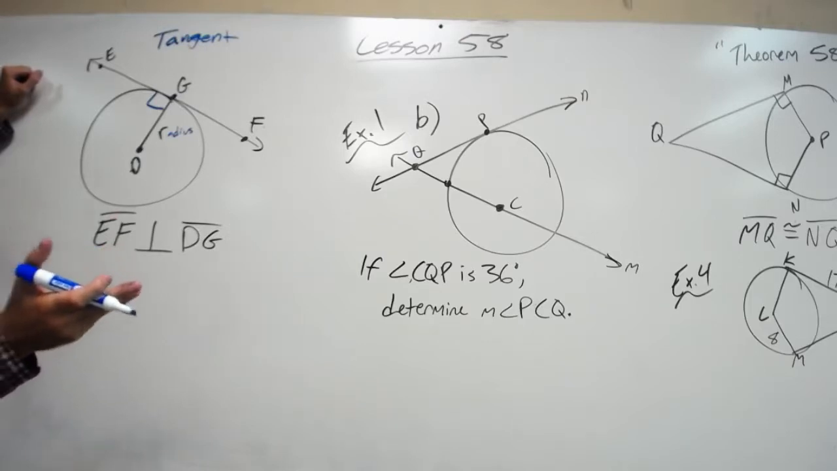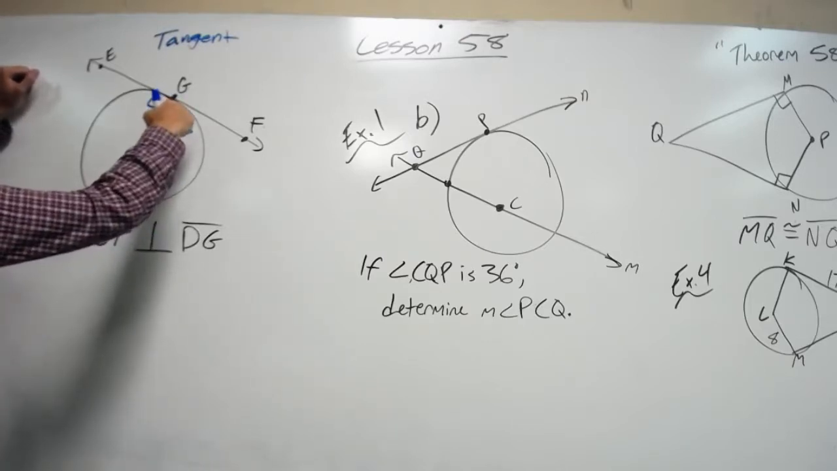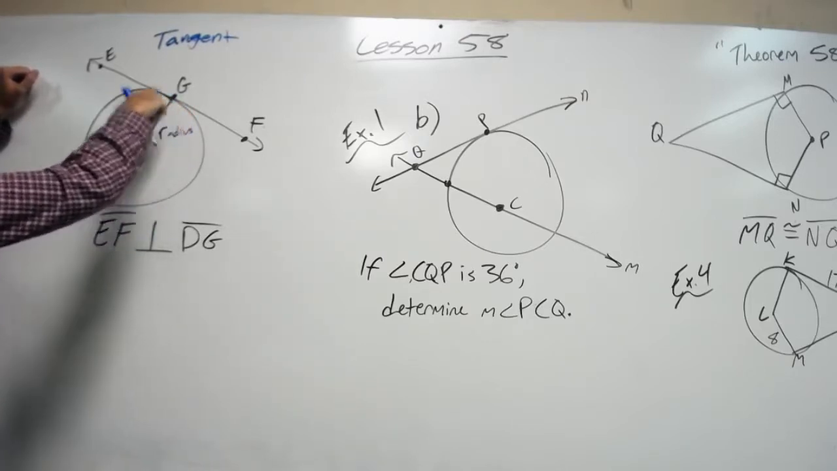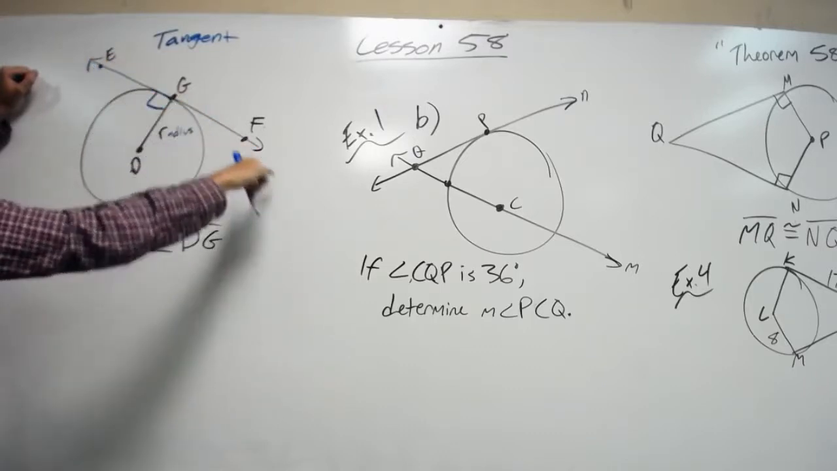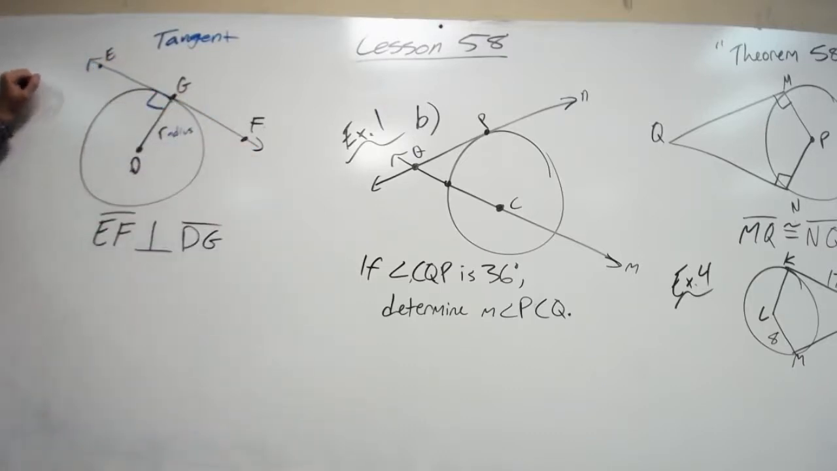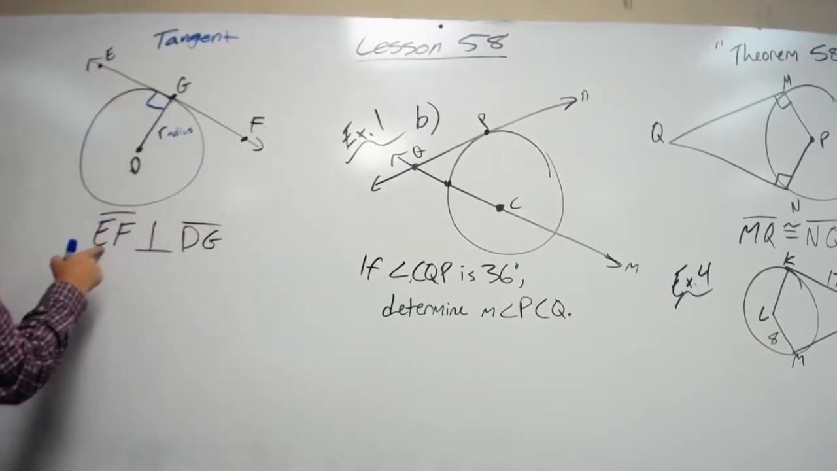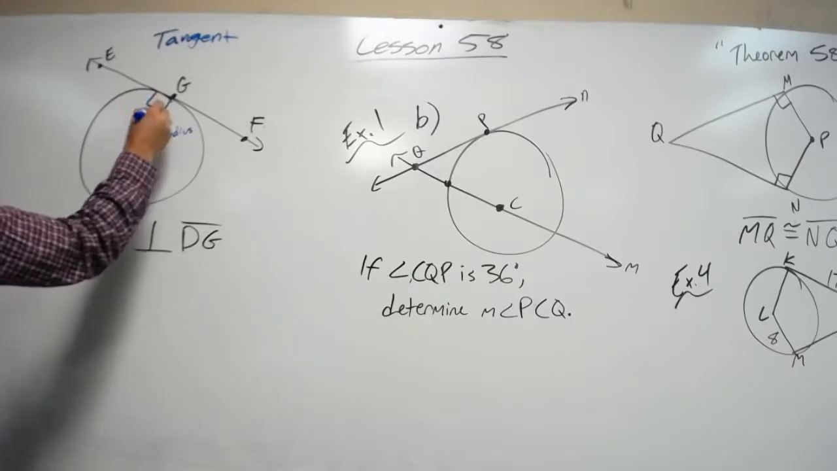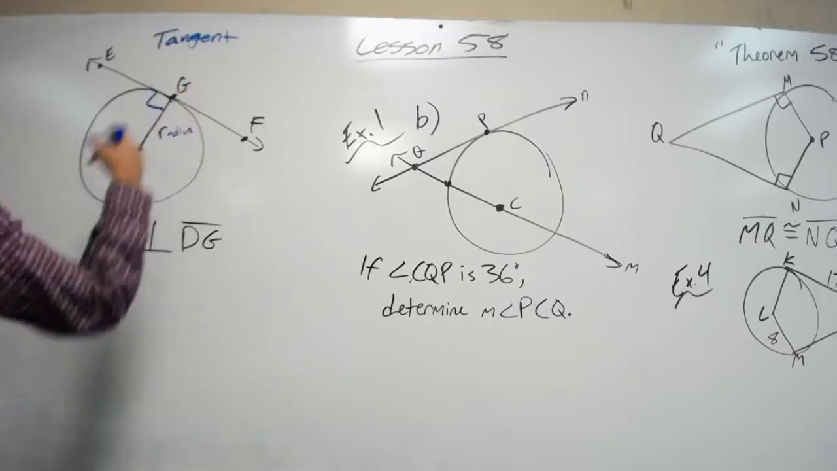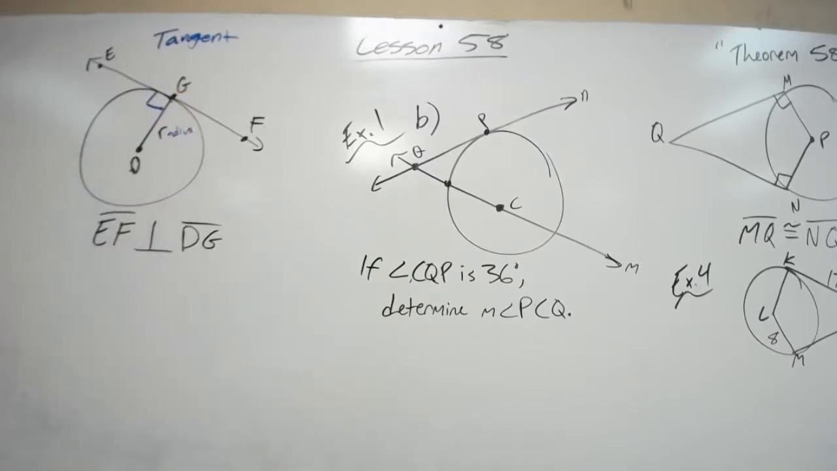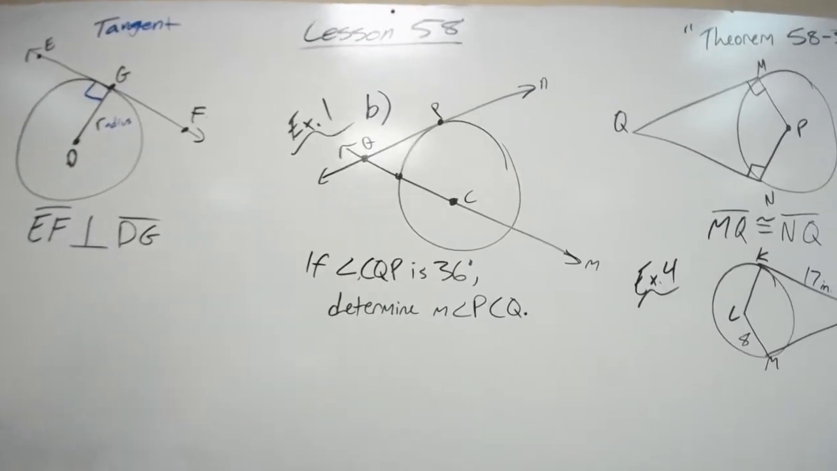Or the converse of that, if you have a radius, and it is perpendicular to the exterior line, then you know it is a tangent. So therefore we could say line EF is perpendicular with line DG. So now let's use what we know about tangents in some example problems.